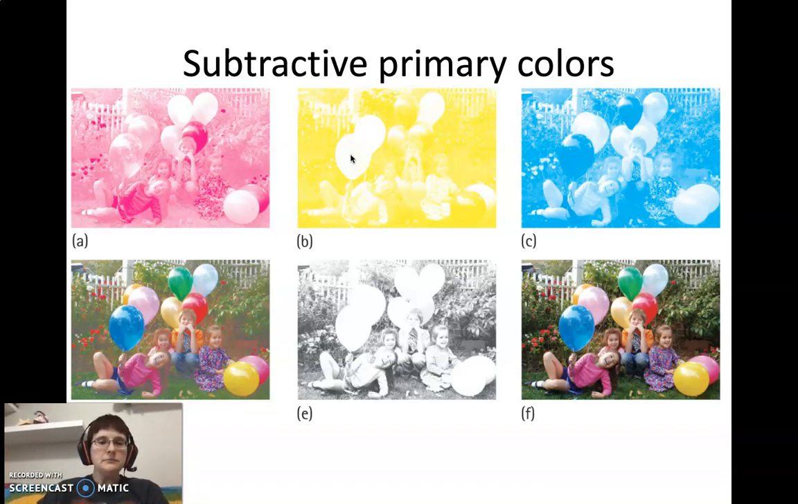Okay. And so you can do the same thing. You can take a look at the red balloon. We've got the red balloon here in the picture. So we're adding the yellow and the magenta together to make that red color. We don't have it in the cyan because, again, that would cancel it out.